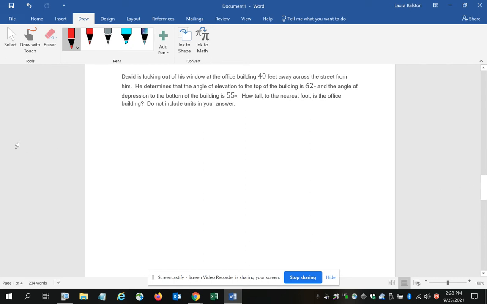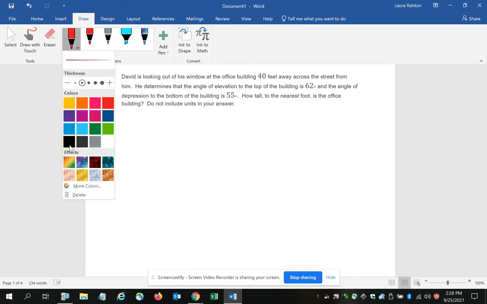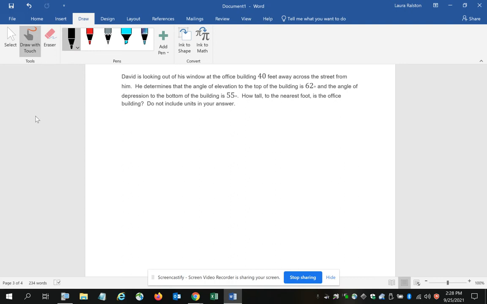Okay, here's a third one. Again, we're going to read it and then try to sketch a picture. It says David is looking out of his office window 40 feet across the street from him. He determines that the angle of elevation to the top of the building is 62 degrees and the angle of depression to the bottom of the building is 55 degrees. How tall to the nearest foot is the office building?